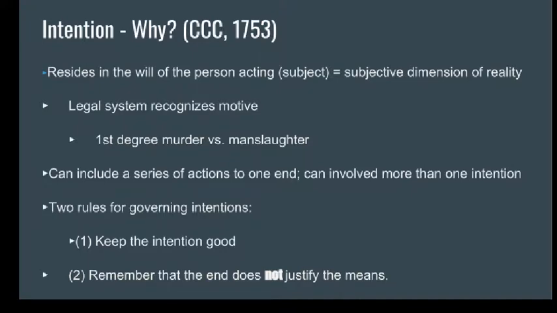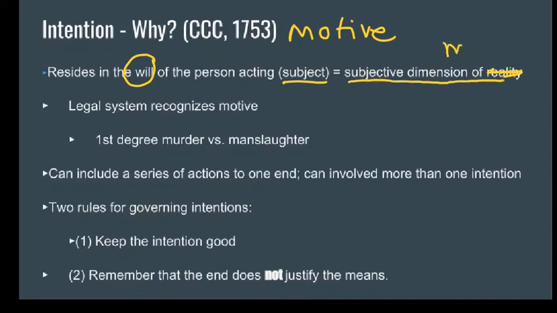Okay, the next part of the moral act is the intention. Why did the person do what they did, or why did you do what you did? Another word would be the motive. Sometimes in court cases, that's the language they'll use. So your intentions reside in the will of the person acting, and that's what we call the subject. Because the intention resides in the will, we call this the subjective dimension of morality.